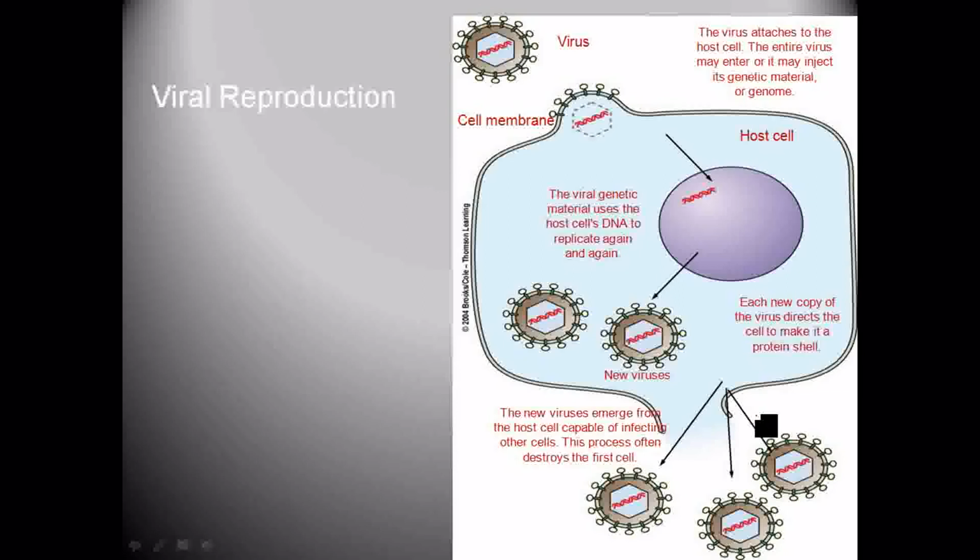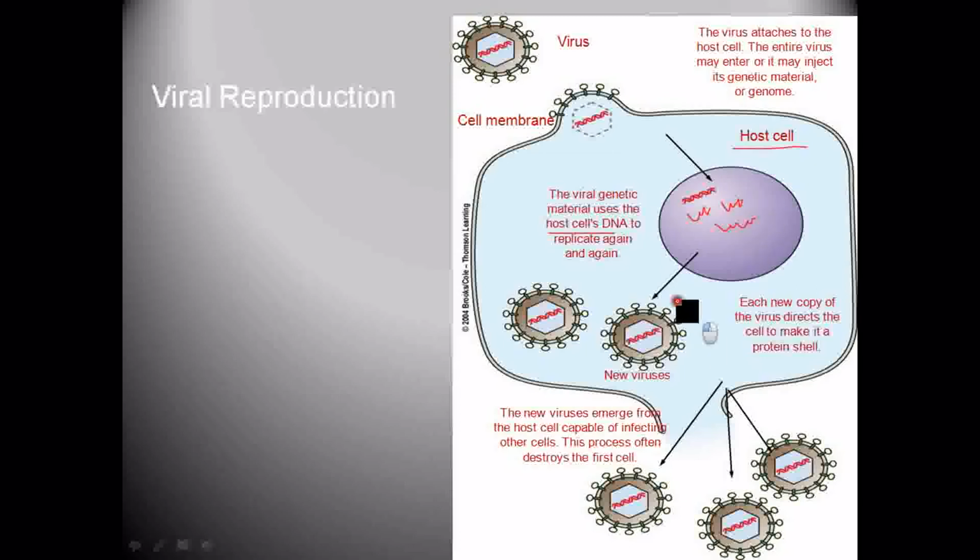And viruses replicate by needing a host cell. And once the virus gets into the host cell, that's when all the fun happens, because this virus needs some other organism to produce DNA for it. So the viral genetic material uses the host cell's DNA to make more viruses. So then there's a whole bunch of viral DNA inside of the bacterium.